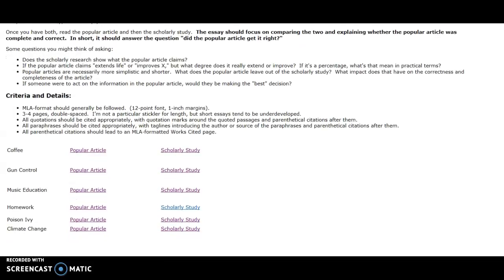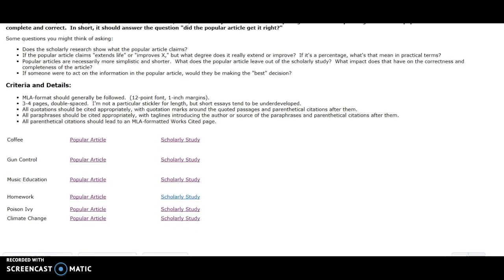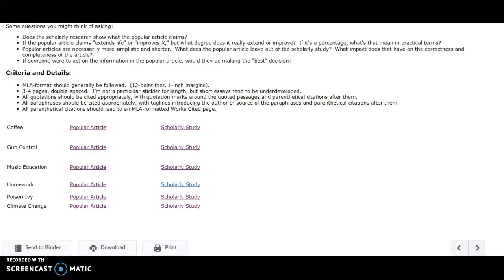Does the scholarly research show what the popular article claims it does? If the popular article claims something extends life or improves X, by what degree does it actually extend or improve? If it's a percentage, what does that mean in practical terms? We always say, if you found a drug that's going to give cancer patients 50% more life, that's great. However, if the cancer patients on whom it works have been given 6 weeks to live, the extra 3 weeks is not that significant, okay? So, in practical terms, what do the results of the research mean?